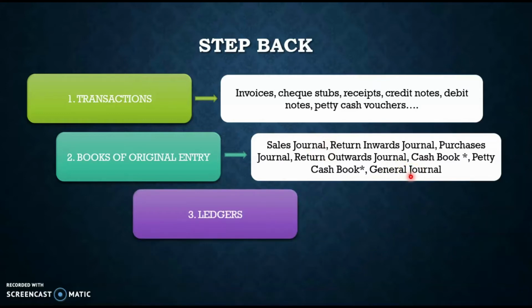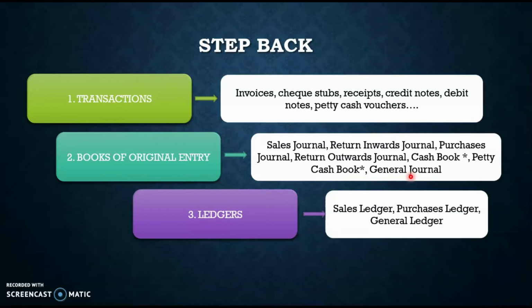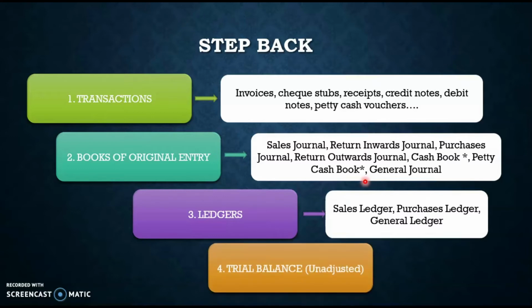So let's continue. The third step would be to post all that you have from your books of original entry into your ledgers. What are your ledgers? Sales ledger, purchases ledger, general ledger. And yes, as stated before, your cash book and your petty cash book have a double entry system in them as well, so they will be considered ledgers as well. So let's continue.